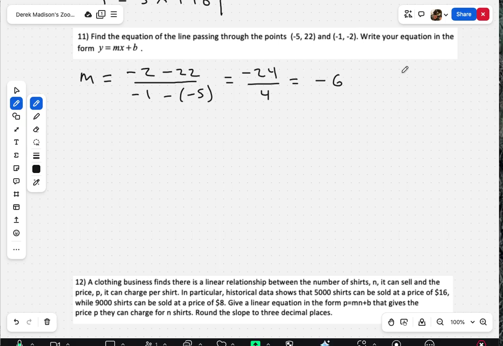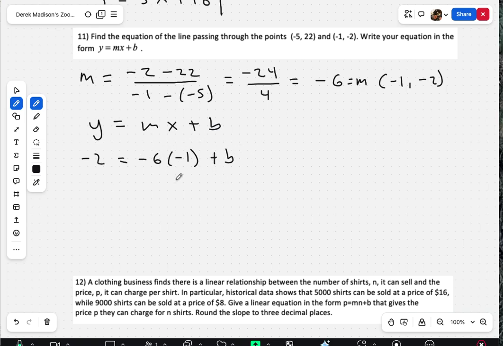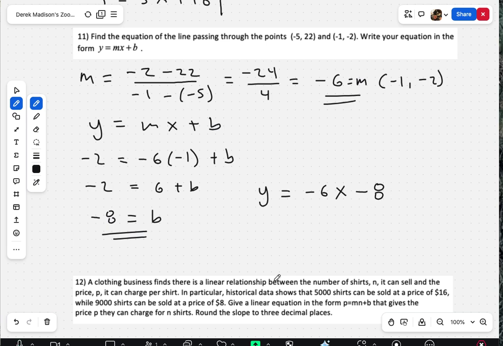And then I can use either of these points. This one has smaller numbers, so that's what I'm going to do. So there's my m, and then there's my point. And then I'll just do y equals mx plus b. Again, if you prefer point slope, do that one. So y is negative 2, m is negative 6, x is negative 1, plus b. So negative 2 equals 6 plus b, subtracting the 6 over, negative 8 equals b. And that means now that I have b and m, I can write down my answer. y equals negative 6x minus 8.